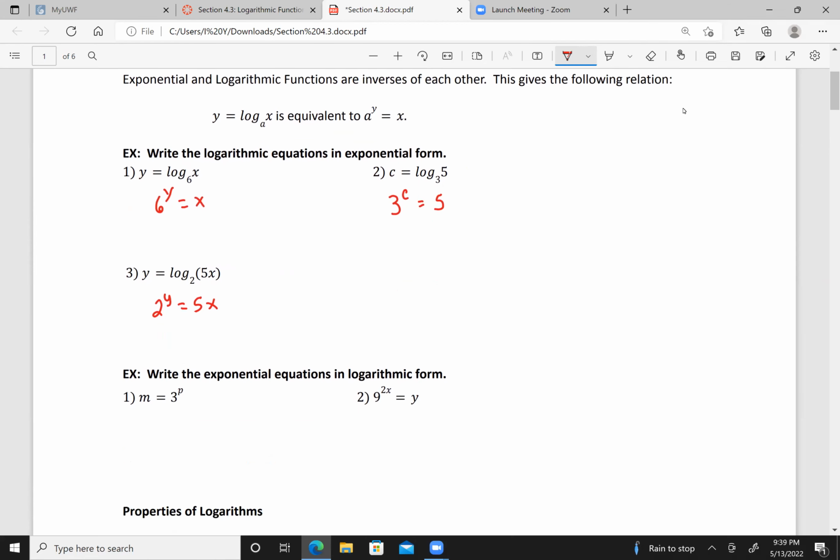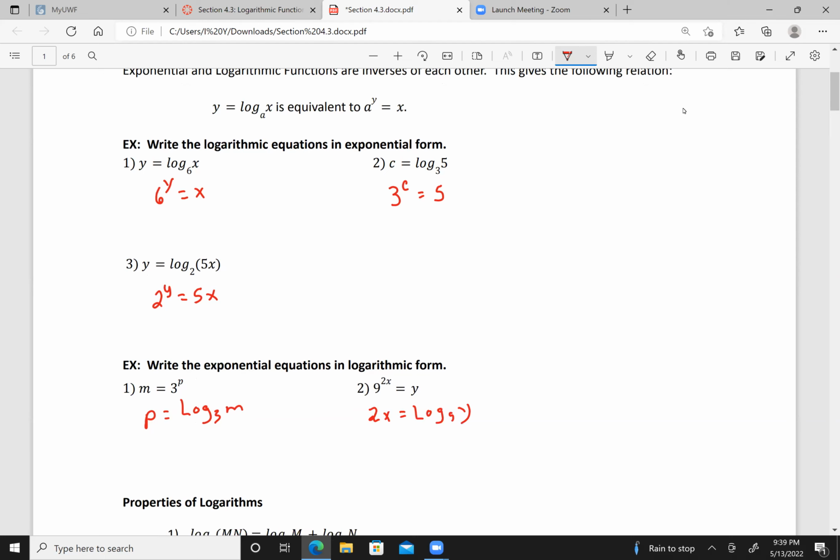Okay, so now let's go the other way. Write the exponential equations in logarithmic form. So I have m equals 3 to the p. That's the same as saying p equals log base 3 of m. I have 9 to the 2x is equal to y. That's the same as saying 2x equals log base 9 of y.